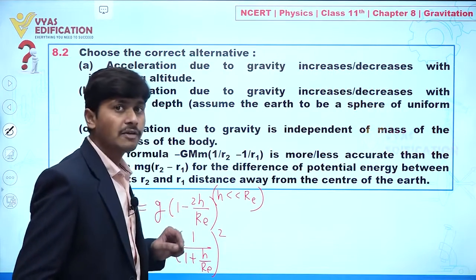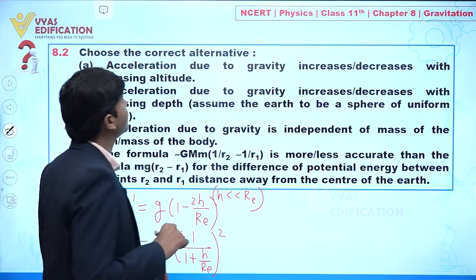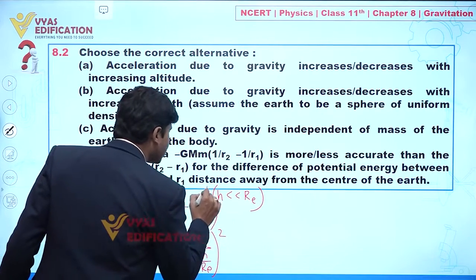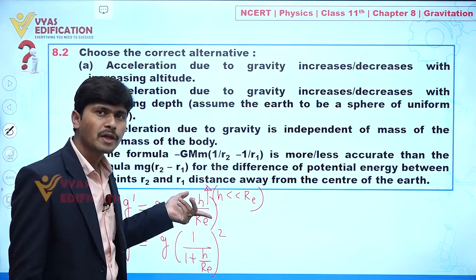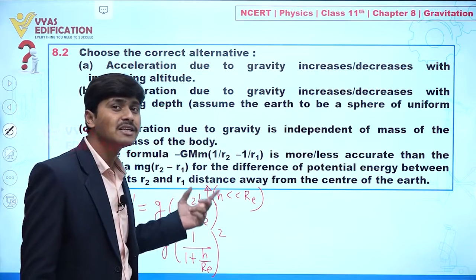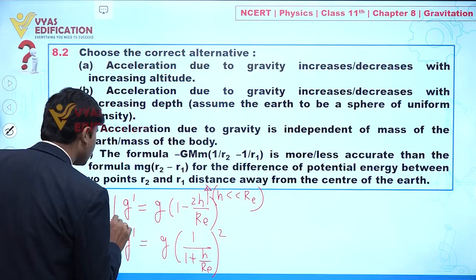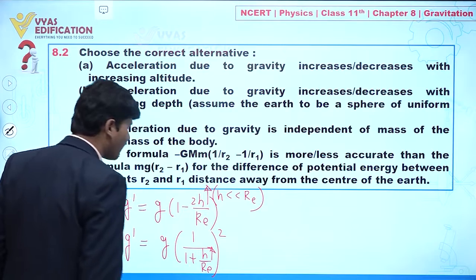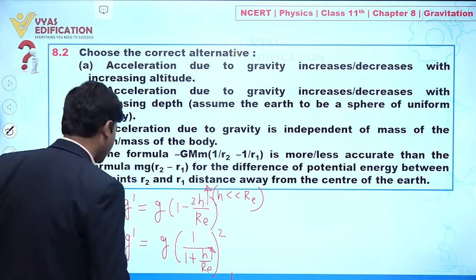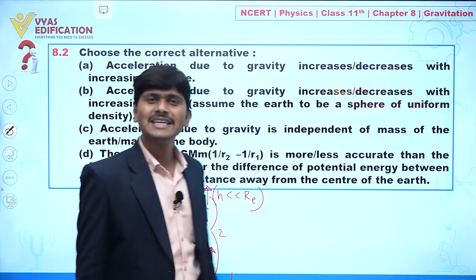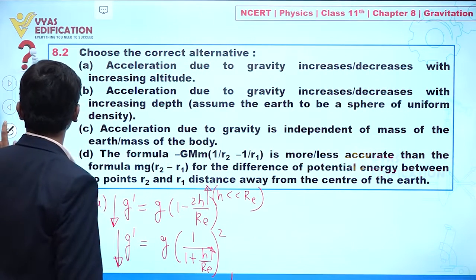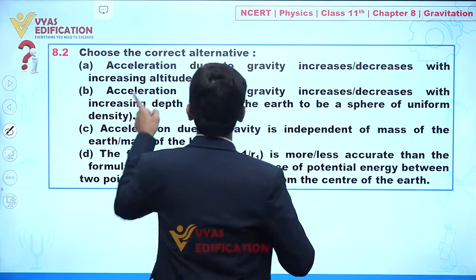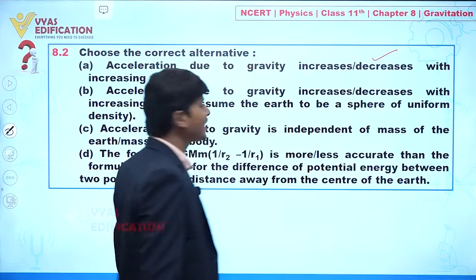So from here, if we are increasing height, the statement asks about acceleration due to gravity with increasing altitude. When h is increasing, this factor is increasing, and when we are subtracting it from 1, definitely this factor is decreasing. So acceleration due to gravity decreases. You can also see that if we increase h, the denominator increases, and when the denominator increases, the value of g' decreases. So what is the correct option? The correct option is: acceleration due to gravity decreases with increasing altitude.